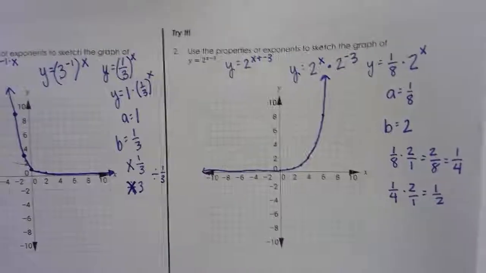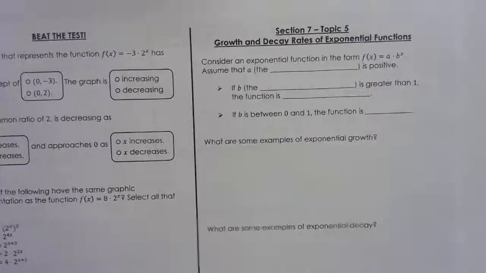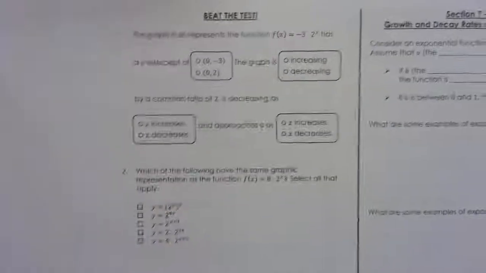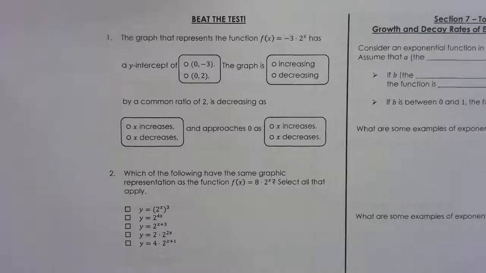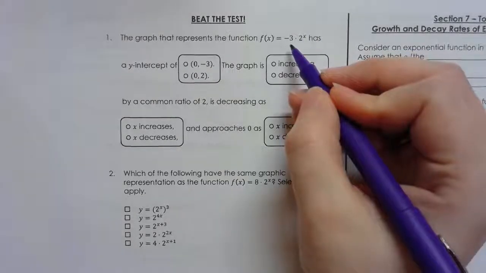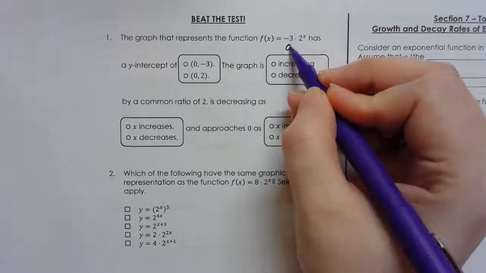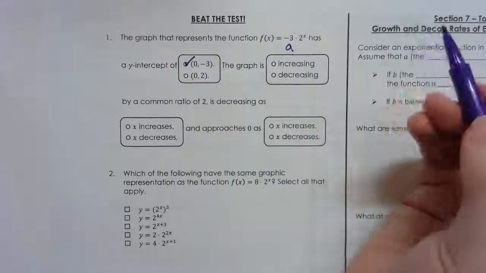So then let's look at the beat the test. The beat the test says the graph that represents the function f of x equals -3 times 2 to the x has a y-intercept of blank, the graph is increasing or decreasing. So the a value, the y-intercept, is -3.